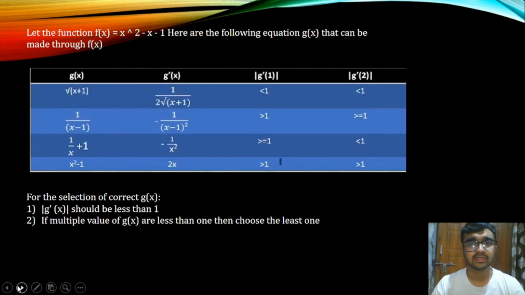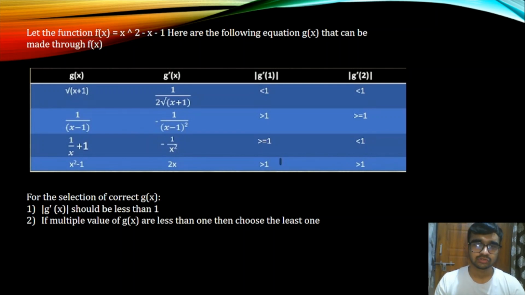Now we would find the value of g dash x at our points, g dash 1 and g dash 2, and we would then derive our best equation which is beneficial for our calculation. So for the selection of correct g(x) we would follow two rules. First, g dash x should be less than 1, and if multiple values of g dash x are less than 1, then we will choose the least one of them.